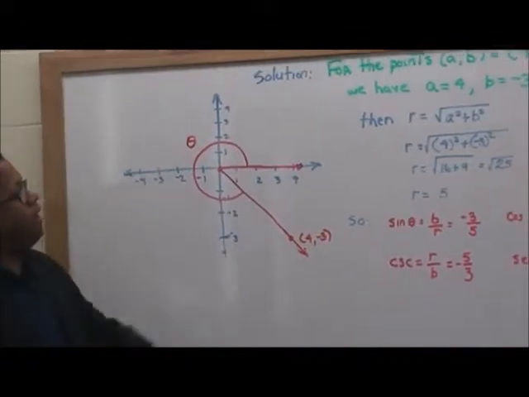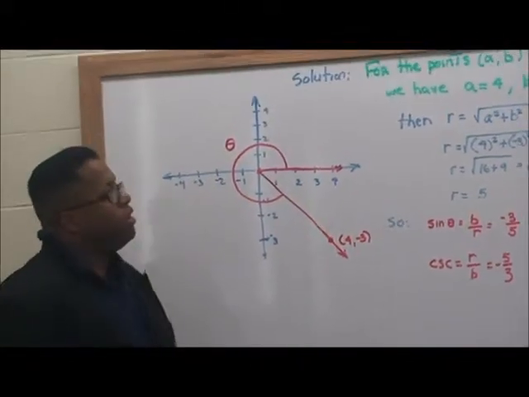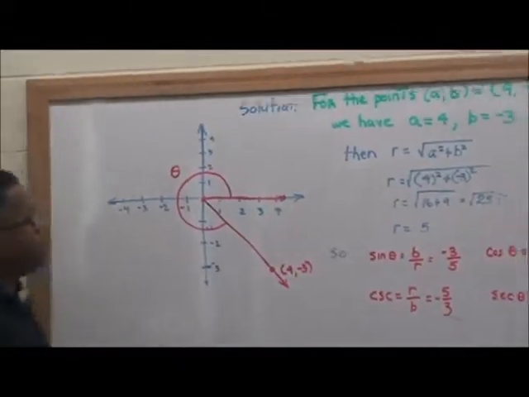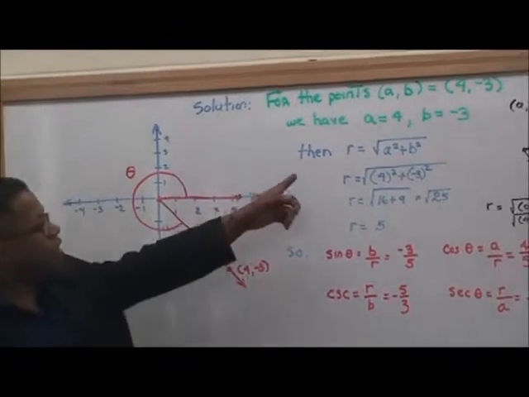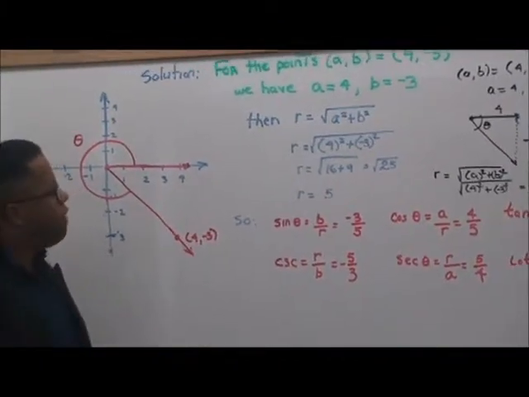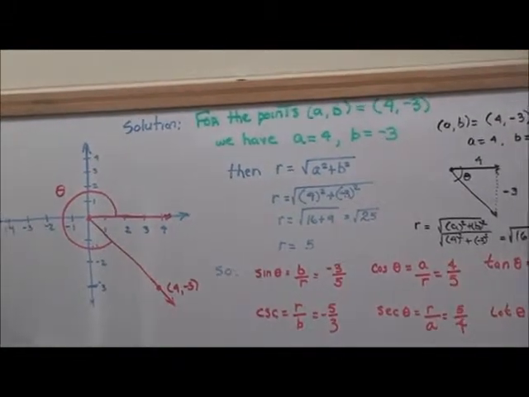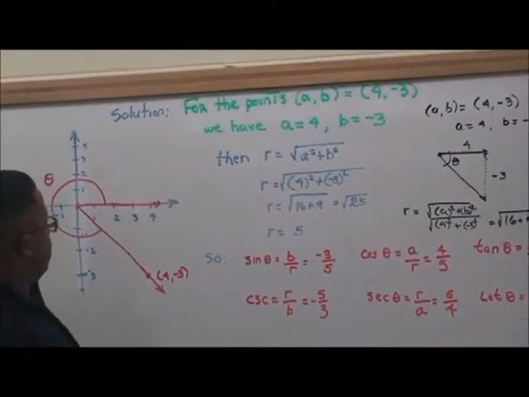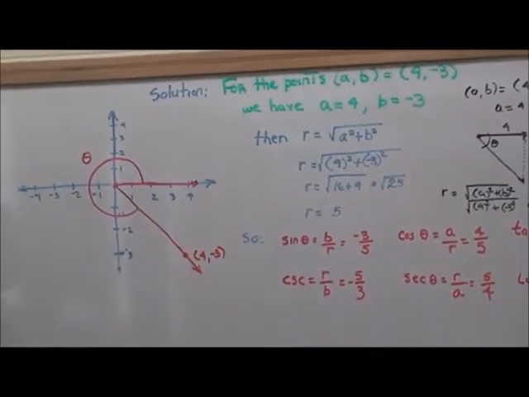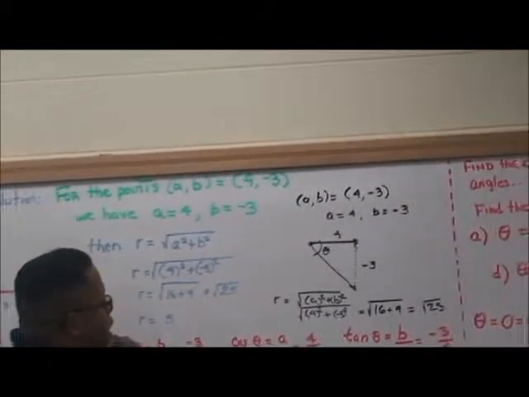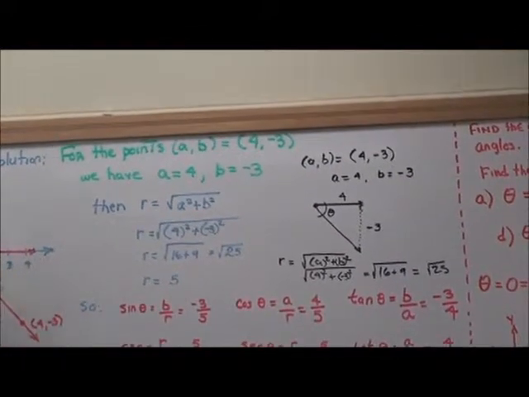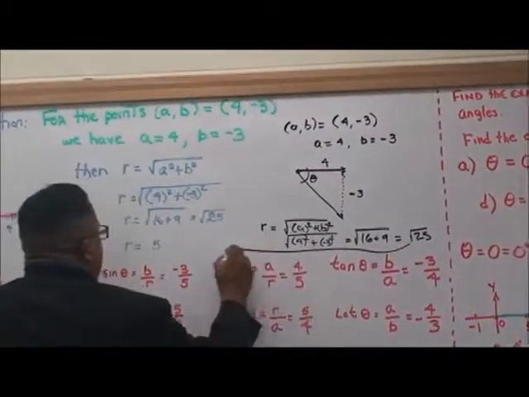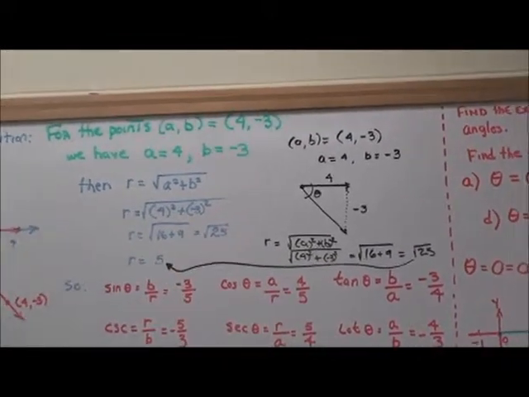So for the point (a, b) equal to (4, negative 3), we have a equal to 4 and b equal to negative 3. We set it up and plug in those values, finding the missing side. Our missing side is our long side, our hypotenuse if you will, r in this case. If you plug those values in, we get the square root of 25, which gives you the value r is equal to 5.